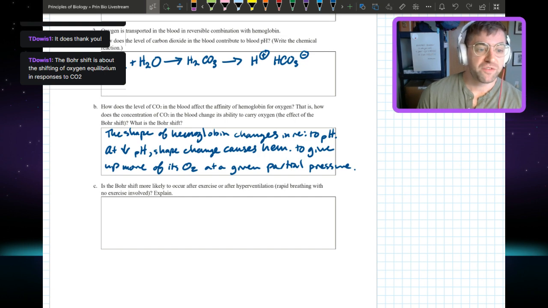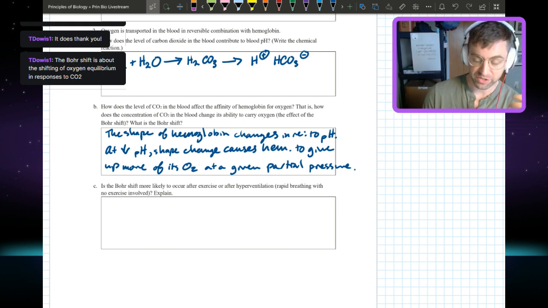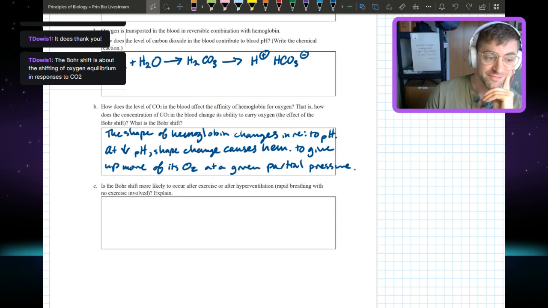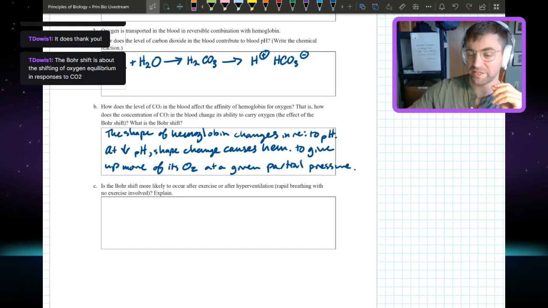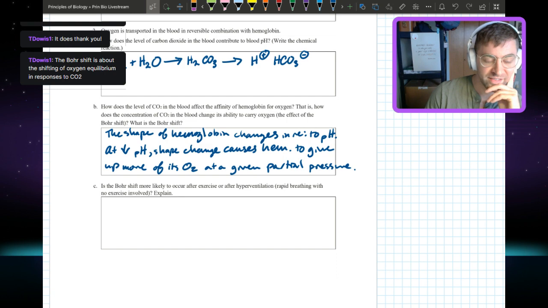So is the Bohr shift more likely to occur after exercise or after hyperventilation, or after breathing with no exercise involved? And explain. Do we have any guesses here? Straightforwardly, exercise increases metabolism, increases the energy demand of the body. Would hyperventilation do the same?